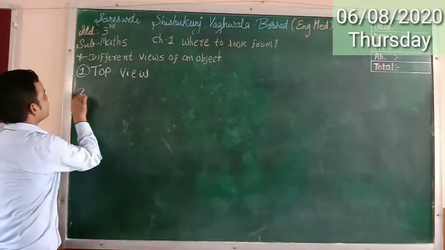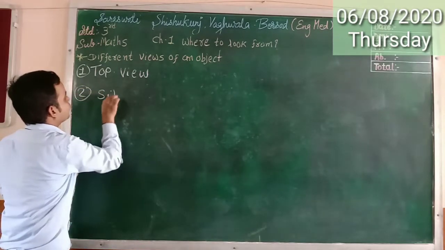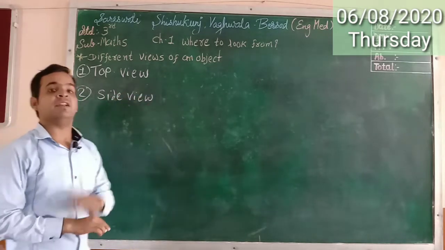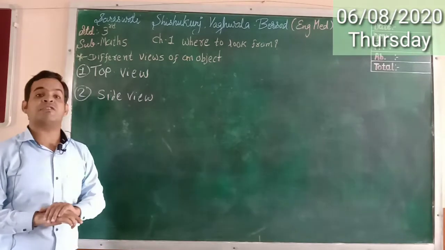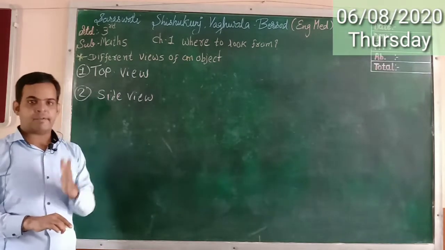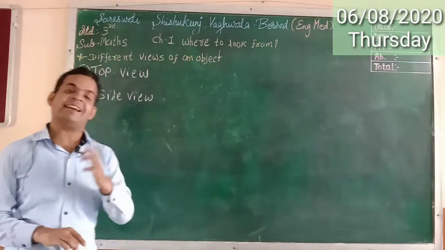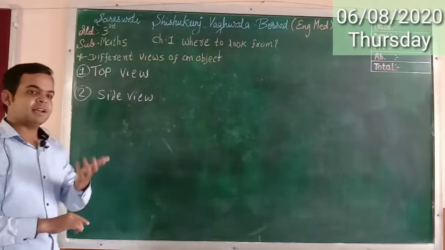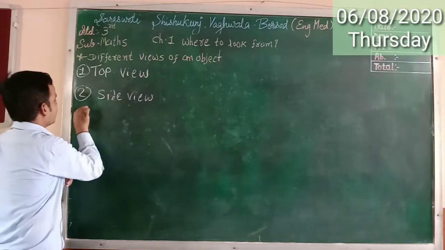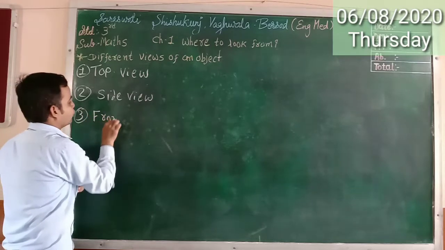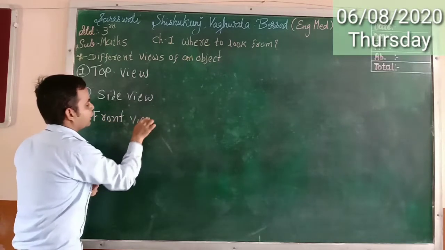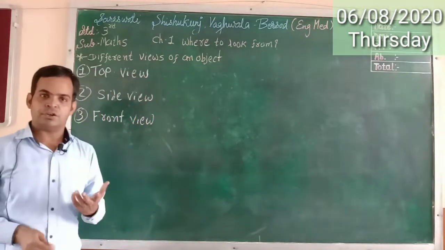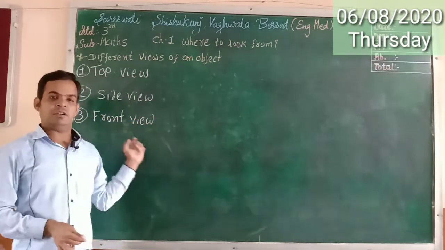Now second number is side view. When you see any object from the side, we call that side view. Understood about that? Now third number is front view. So what is front view? When you see any object from the front, then we call that front view.